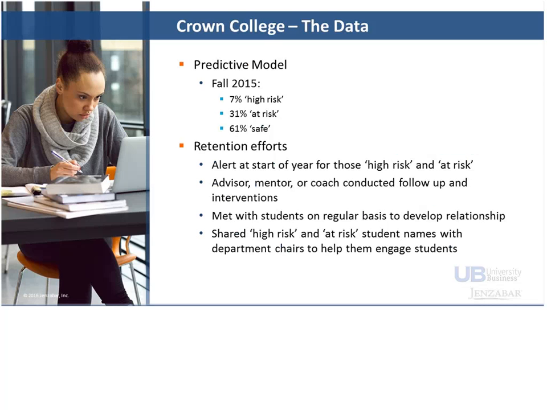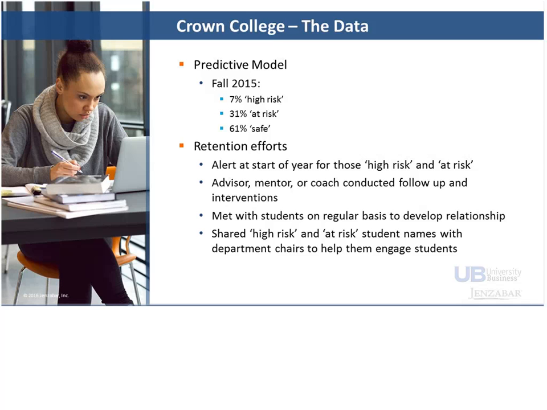So then the next, as Megan talked about, is the predictive model. We took that 6 years of data and we ran it against our freshman cohort, and we identified that we had 7% of our students in the high-risk category. So students who, if we didn't do anything, aren't going to come back. And then we had 31% in the at-risk category. So their rate was high, but not extremely high. And then we had 61% of students that were safe.